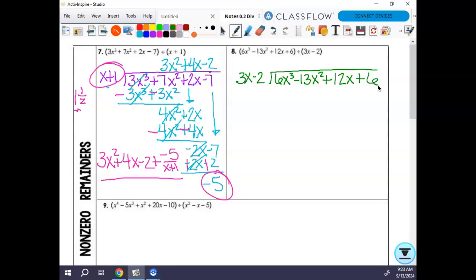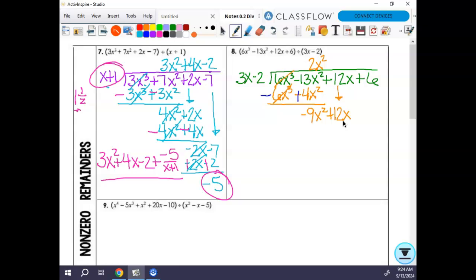All right. So I take 6x cubed divided by 3x. That gives me 2x squared. I think we were all on the same page there. So 2x squared times 3x, 6x cubed, minus 4x squared. Then I change the signs on both. Those zero out. This gives me a negative 9x squared. And I bring this guy down, plus 12x. I think we were even probably mostly on the same page there as well.